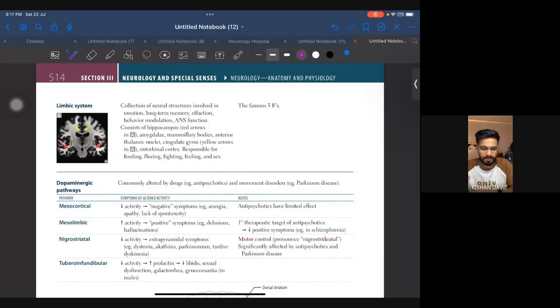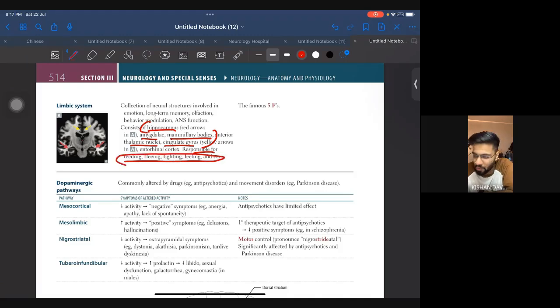Coming to the limbic system. Now in the limbic system, one important point is there. I will need you to write it down. Let's first discuss what they are asking, what they have given here. What actually includes the limbic system? They have hippocampus, amygdala, mammillary bodies, anterior thalamic nuclei, cingulate gyrus. So these are the five structures of the limbic system. They are responsible for feeding, fleeing, fighting, feeling, and sex. So the limbic system is also known as the emotional system of the brain. Whatever emotions you get, whatever you feel like doing, that is given by the limbic system.